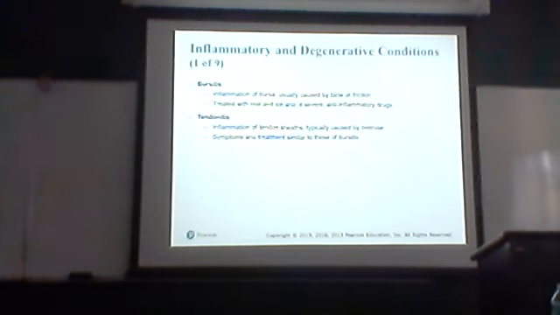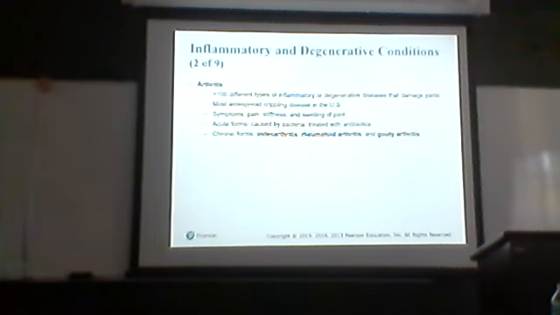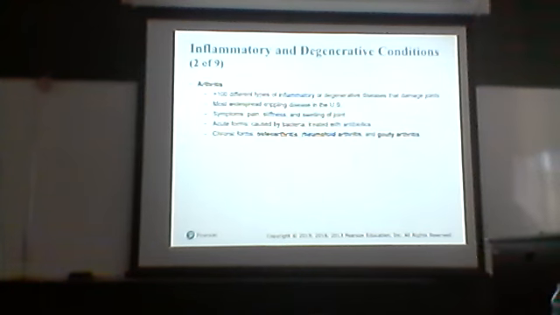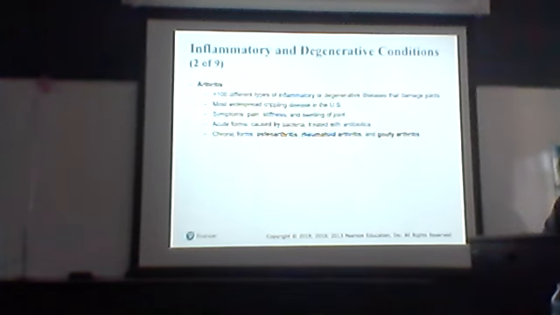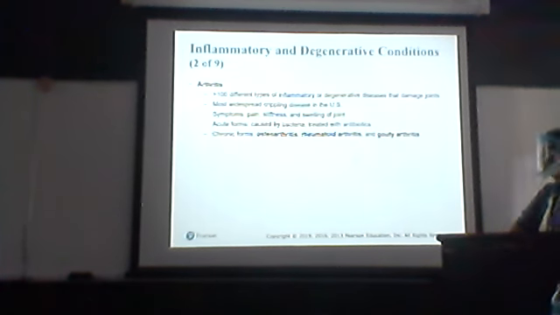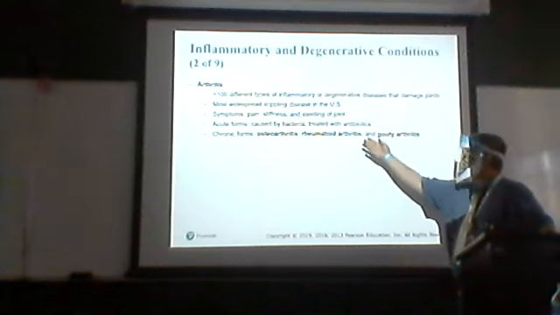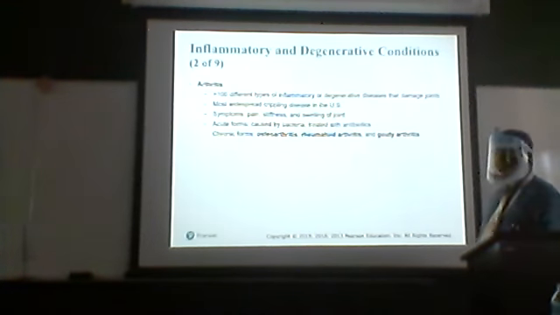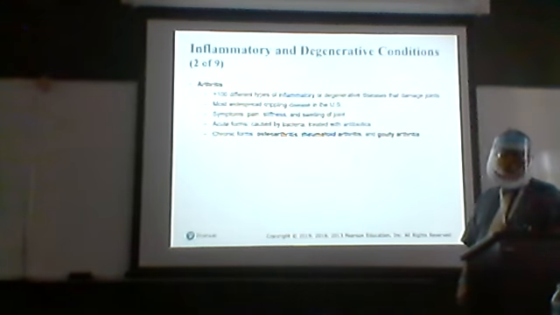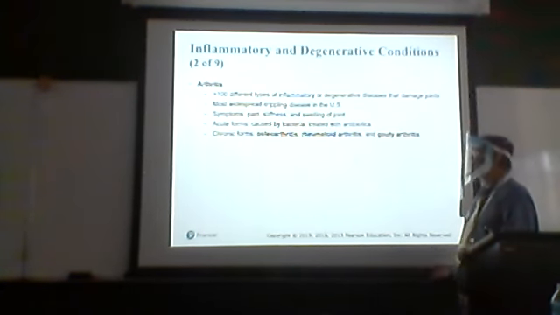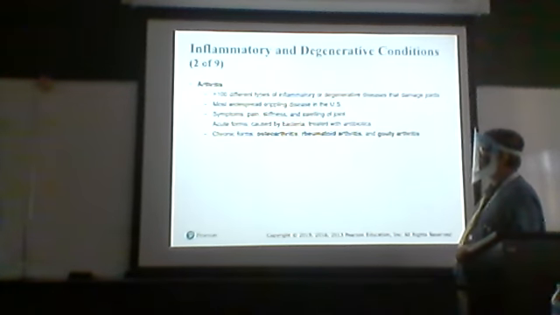All right. Arthritis. There are a couple kinds of arthritis: osteoarthritis, rheumatoid arthritis, gouty arthritis. It says inflammatory or degenerative. Rheumatoid would be inflammatory. That's usually caused by your body attacking itself, your immune system attacking your own joints, trying to destroy them. Arthritis in general causes pain, stiffness, and swelling.